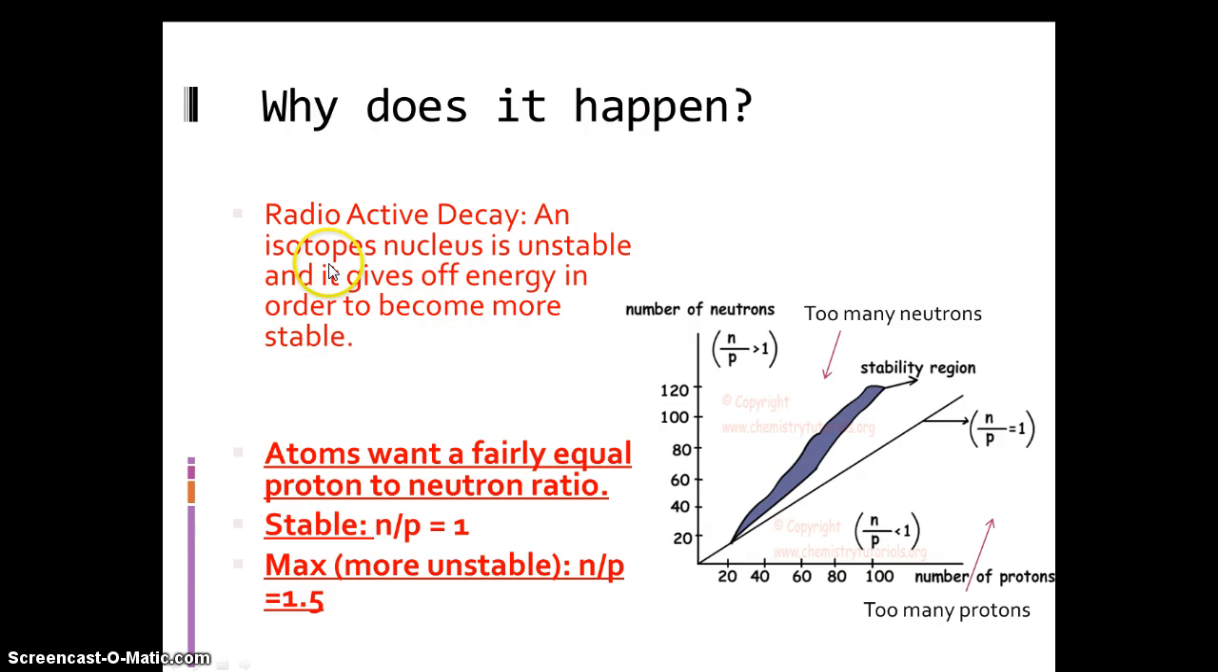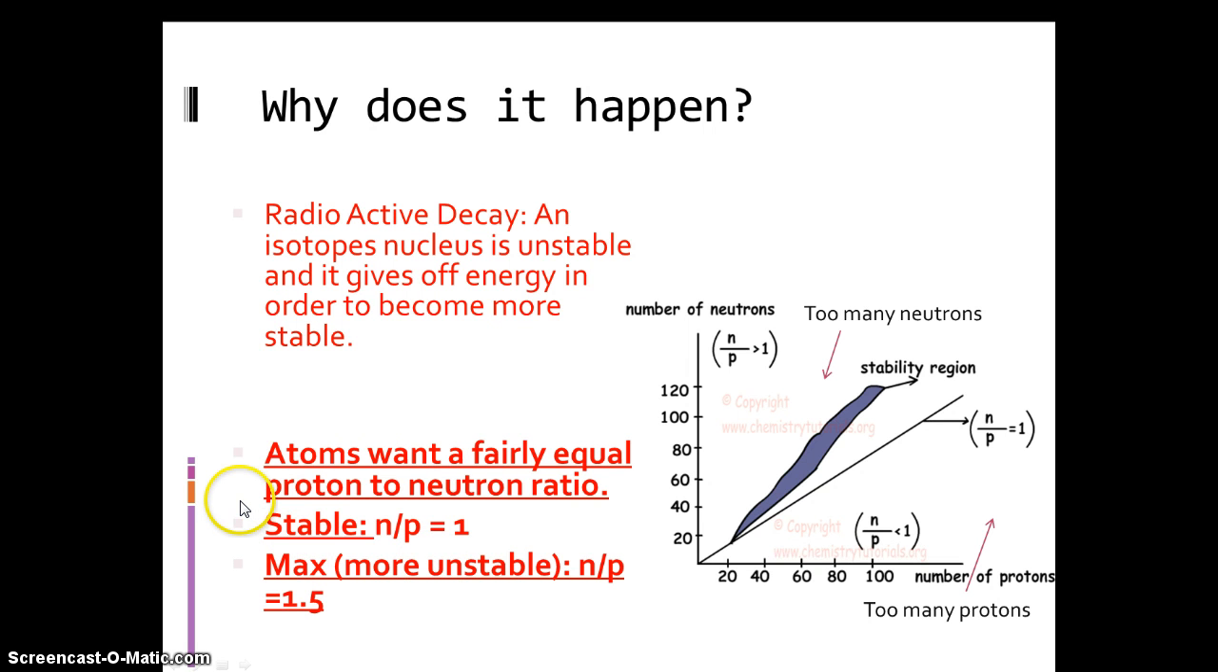So whenever we have an isotope, because it has those extra neutrons, it tends to want to get rid of some of those to get to a more stable state. So when we release those neutrons, that's when we have the radioactive decay, and that's when we start to change what elements we've got.